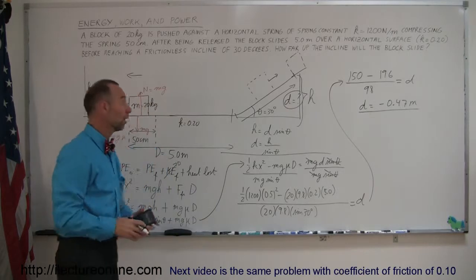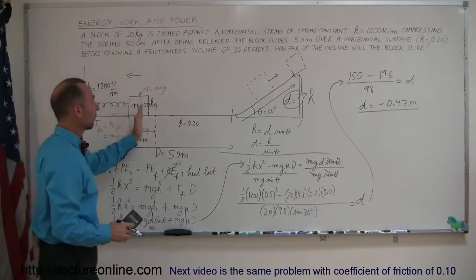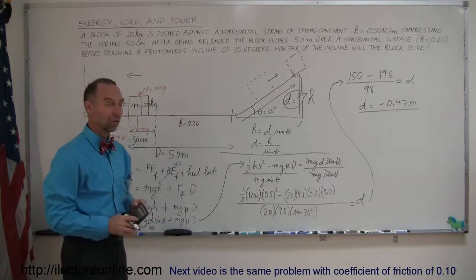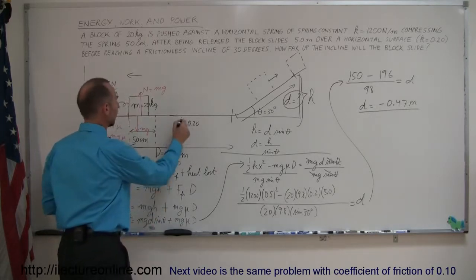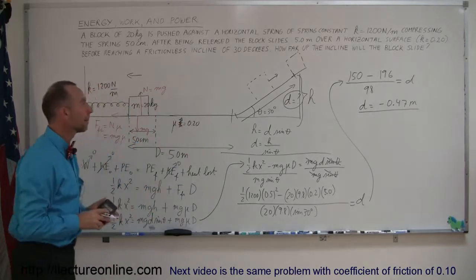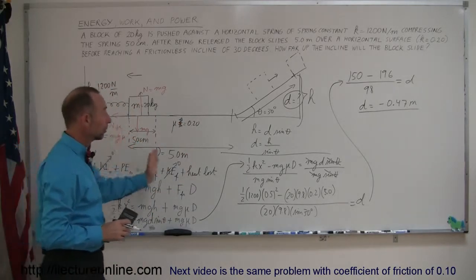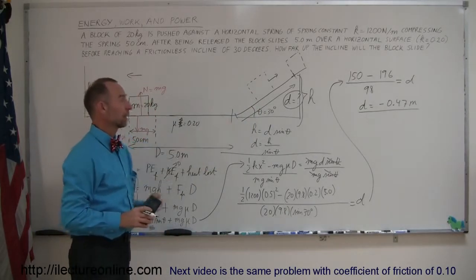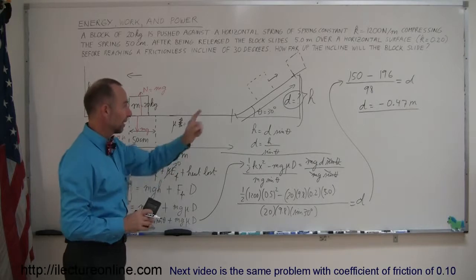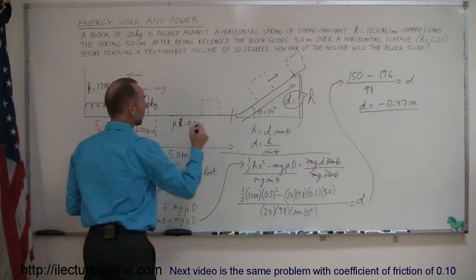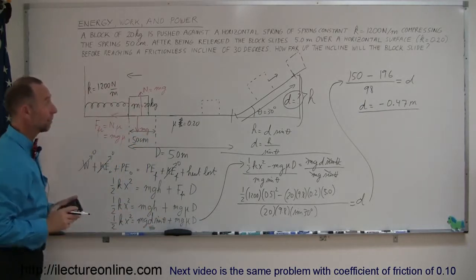Well, my assumption was that the block will make it all the way across the rough surface, a distance of 5 meters with coefficient of friction. I shouldn't call it K, I should call it mu. Coefficient of friction is mu, not K. And then go up the incline a ways, but it looks like it never made it to the incline. It looks like, since I have a negative answer, that the block stops somewhere before it reaches the end of the incline. So how do we adapt to that then?